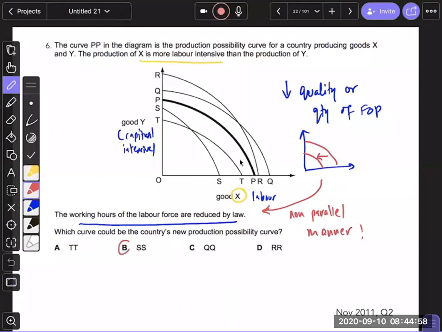exactly B, which says more of a reduction in output for good X, less of a reduction in output in the other good. Are we good? Make sense? So B is the right answer, exactly. Any questions, guys?